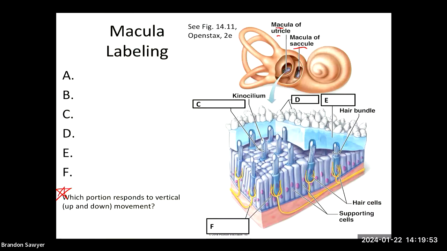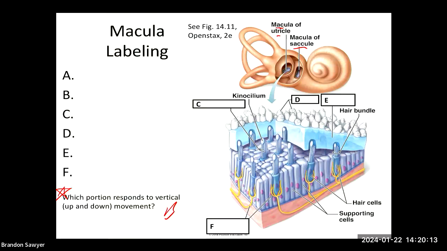The weight of the stones is going to pull down, and that's how we become aware of that. But when we're looking at the other one, if we move upwards, that doesn't really do anything, right? We have to move side to side. That's what's going to move those stones with the one that's parallel to the base of the skull, right? So B is the correct answer here for sure.